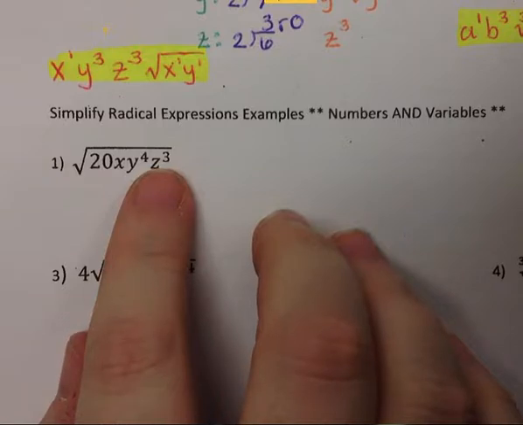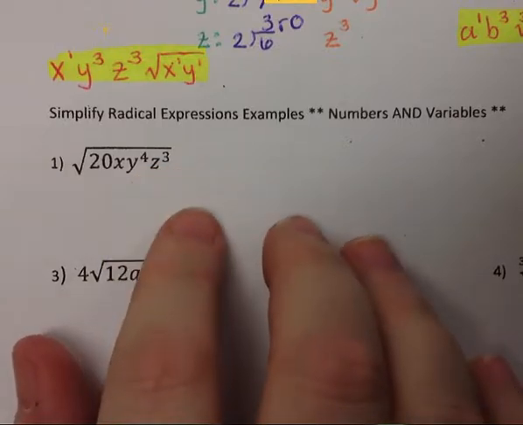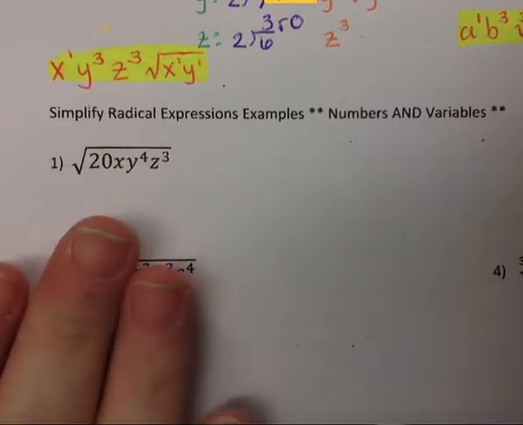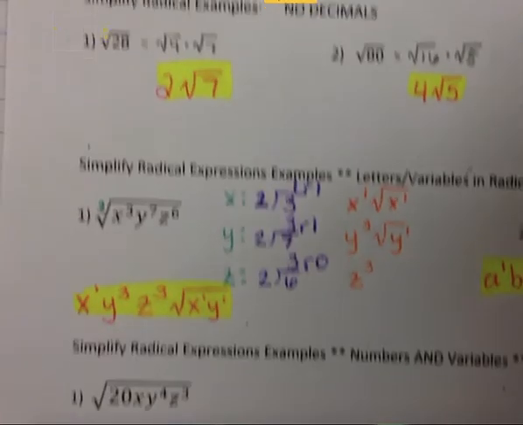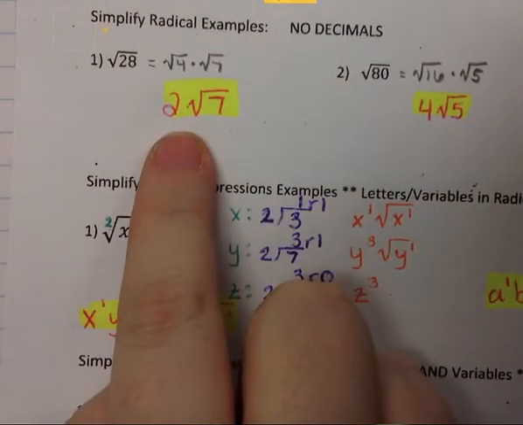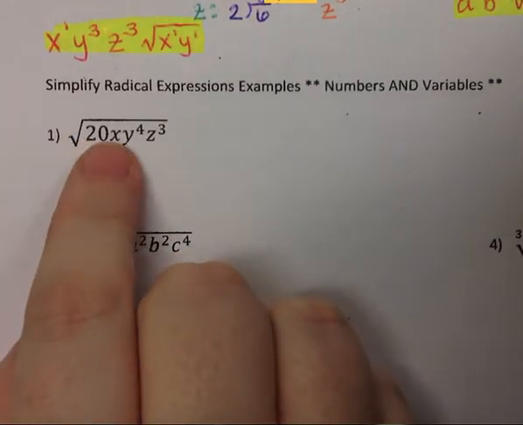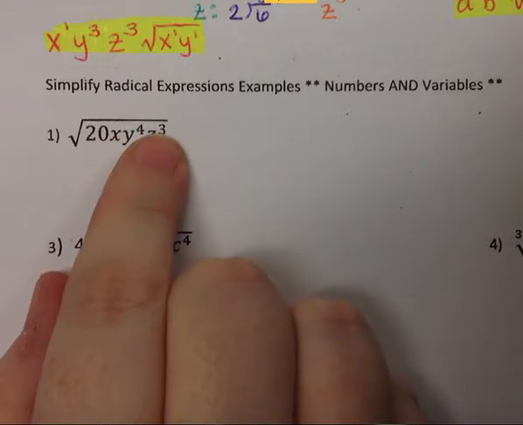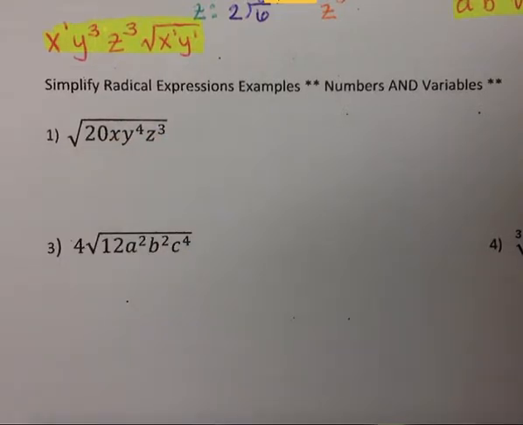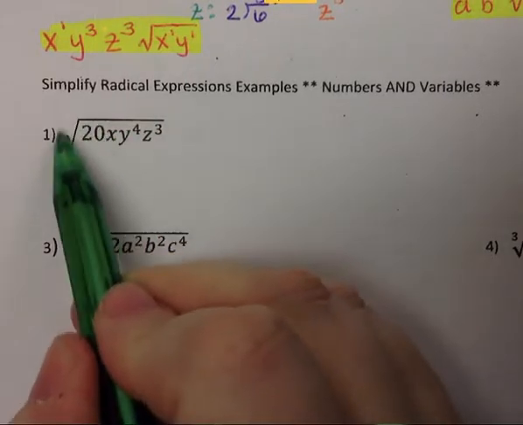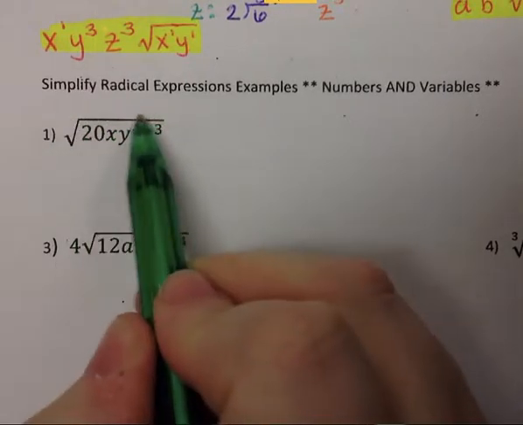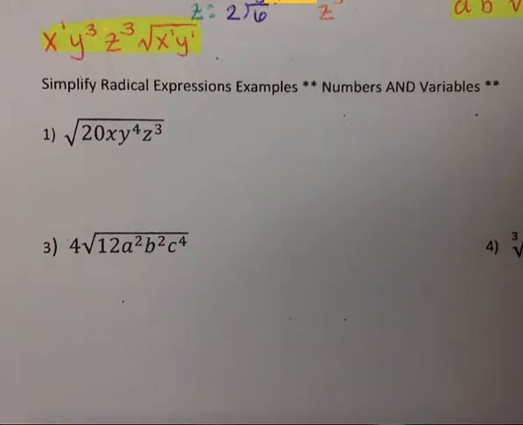So you don't want to try and do these problems as one huge problem. You actually want to separate them as the two individual types, the ones with just numbers and the ones with just letters. So in this case, we have the square root of 20x y to the fourth z to the third. So again, instead of just seeing it as one big problem, if you separate them into the square root of the number and then the square root of the letters, it will make things much easier.